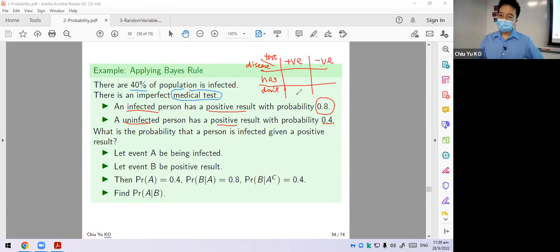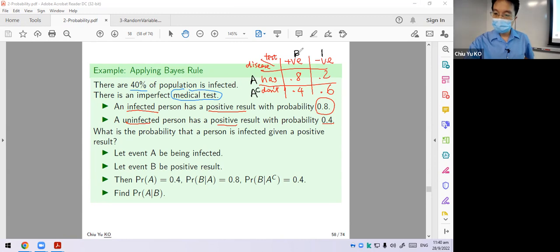If he has the disease, 0.8 you get a positive result, and if disease is negative, it will be 0.2 you have a negative result. If the guy is not infected, it will still have 0.4 that is positive, but 0.6 is negative. In the notation, we call this A, and don't means A complement, and we call this B positive.